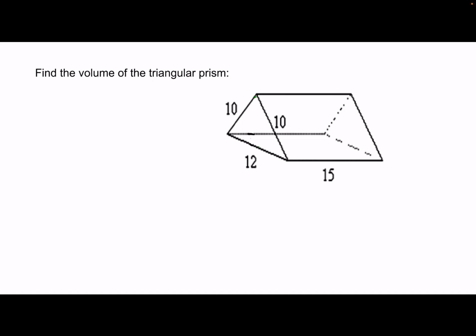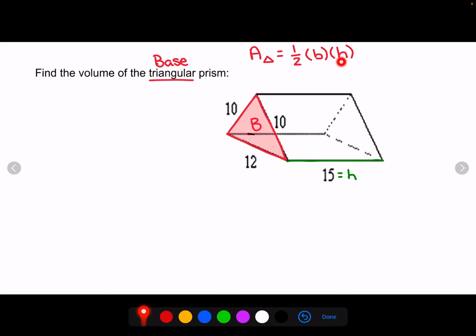Since this is a triangular prism, that means our bases are triangles. So we need to actually find the area of a triangle. We know that the area of a triangle is just 1/2 base times height. And again, that's the height of the actual triangle, not the height of the prism. So we're not going to use this 15 for H here. We need the height of our triangle for that.